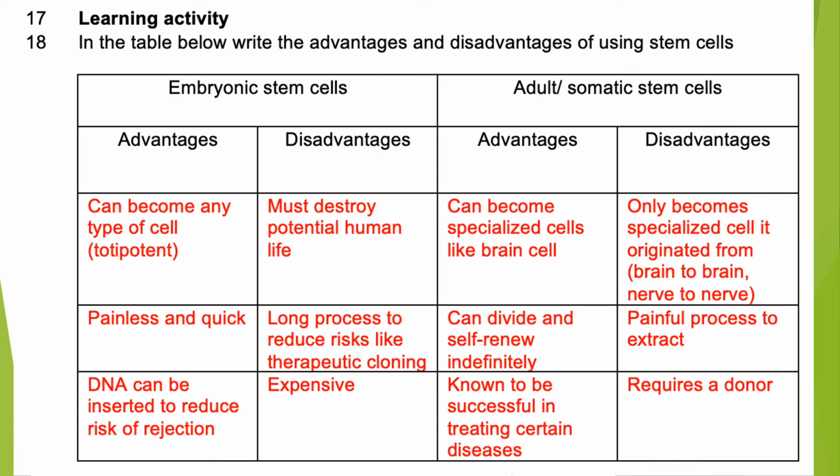The last one there is that it requires a donor. I put that in there because adult stem cells are a bit tricky. The difference between an embryo and an adult is that an adult is able to make decisions for itself. And so lots of people choose not to give up stem cells, and this makes it a requirement to have donors.